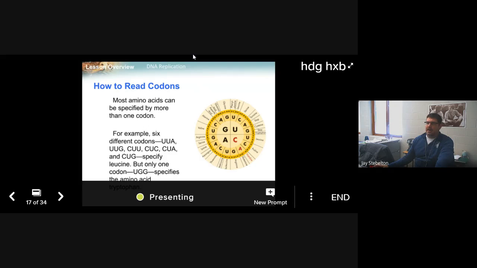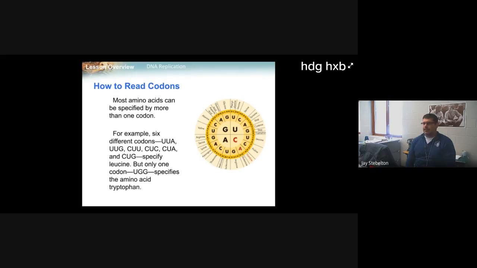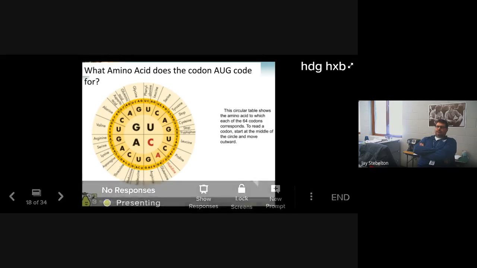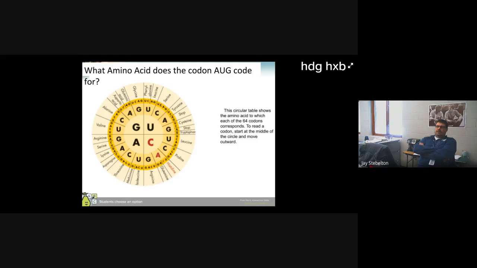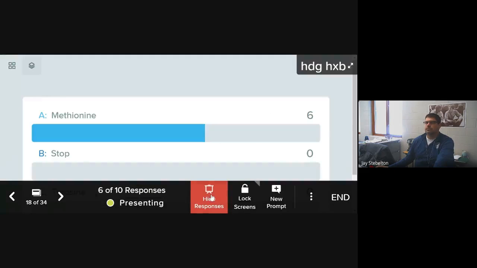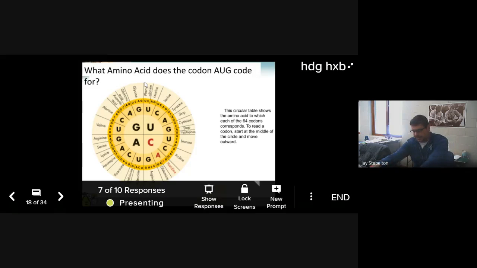But there's only one codon that codes for the amino acid tryptophan. There's only one that codes for tryptophan. Oh, try this one. AUG. Good, good. You guys got this.